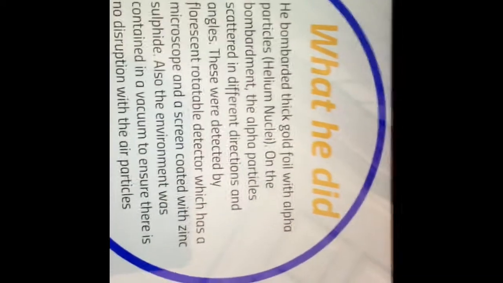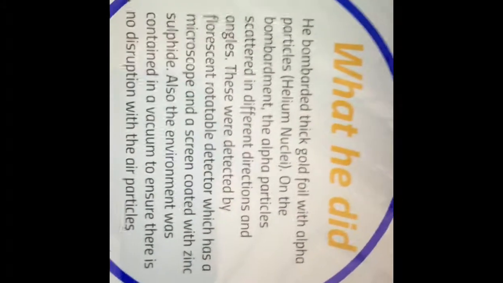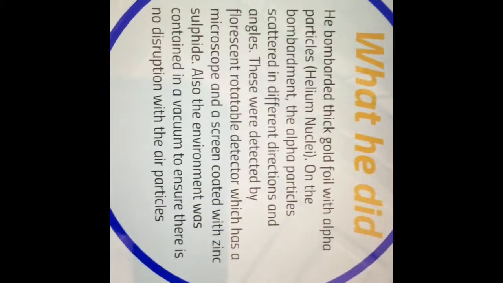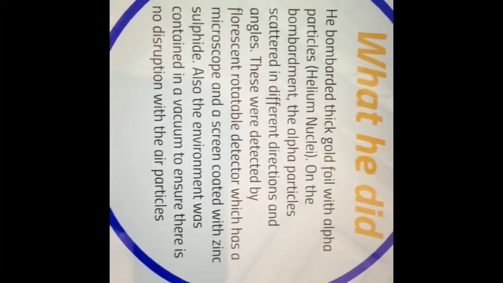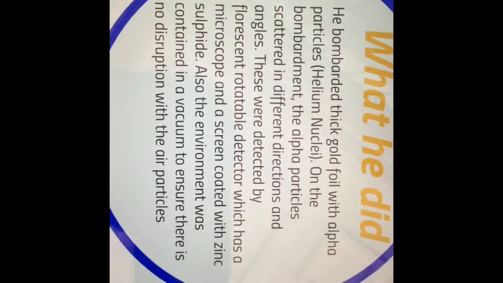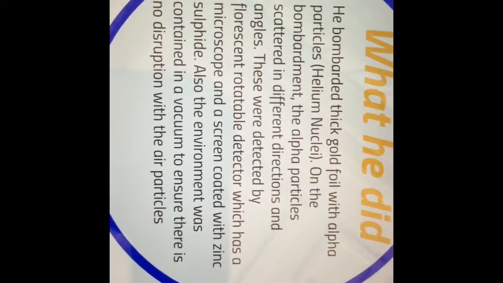He bombarded thick gold foil with alpha particles. On the bombardment, the alpha particles scattered in different directions and angles. These were detected by a fluorescent rotatable detector which has a microscope and a screen coated with zinc sulfide. Also, the environment was contained in a vacuum to ensure there is no disruption with the air particles.